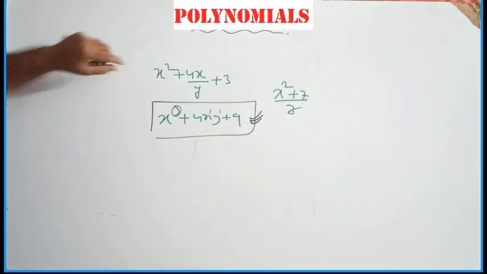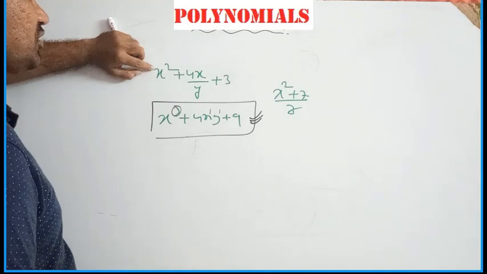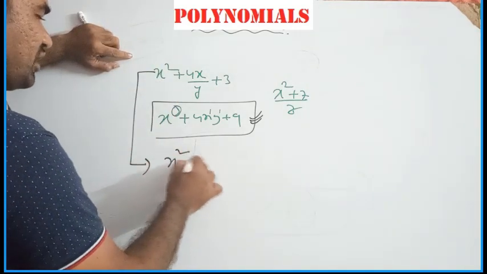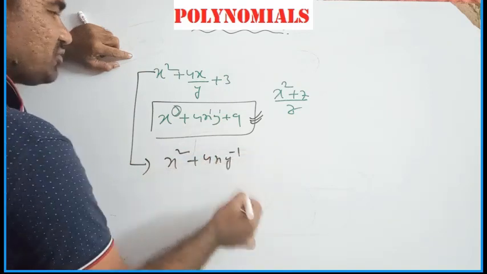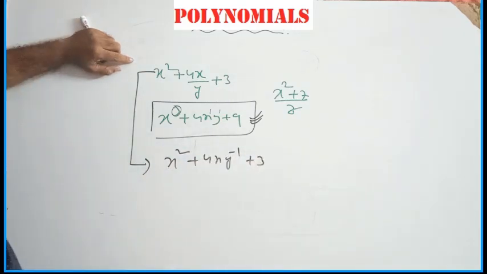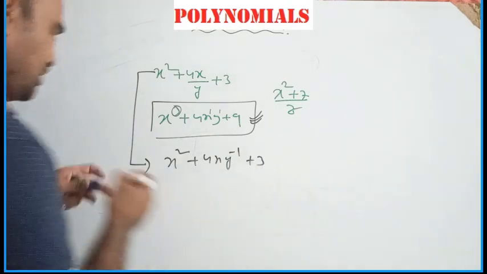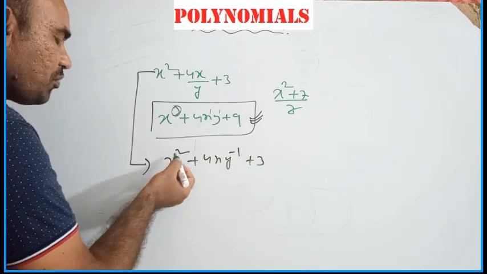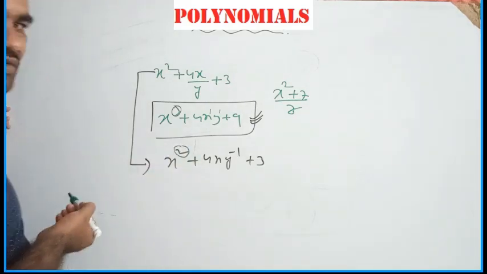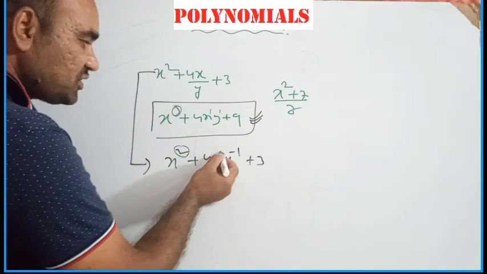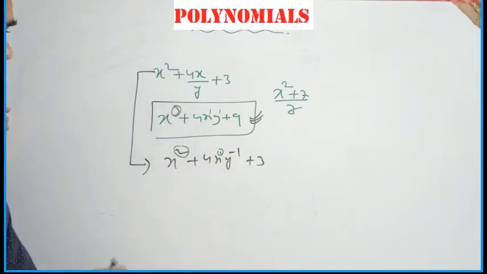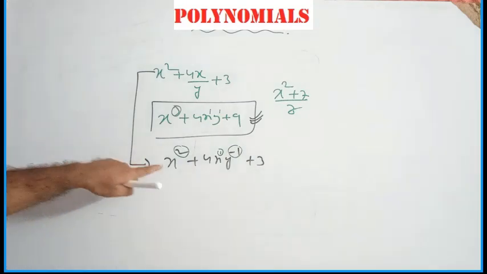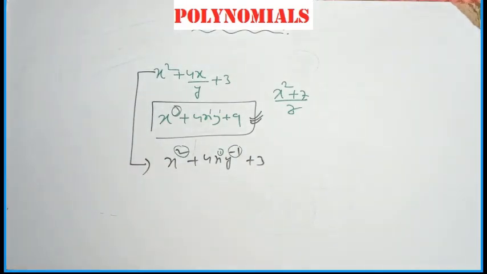Okay. See this one, x square plus 4xy plus 3. Actually this can be written as x square plus 4x into y power minus 1 plus 3. Okay. So this is an algebraic expression. This algebraic expression is not a polynomial because the power of the variable must be a non-negative integer. The power of this variable is 1, a non-negative integer. The power of this variable is a negative integer. That's why this algebraic expression is not taken as a polynomial.